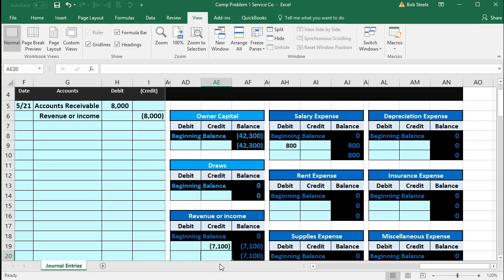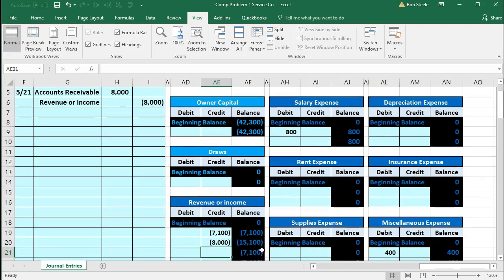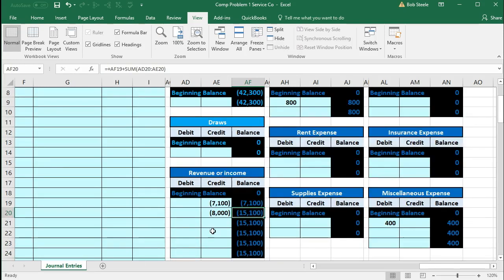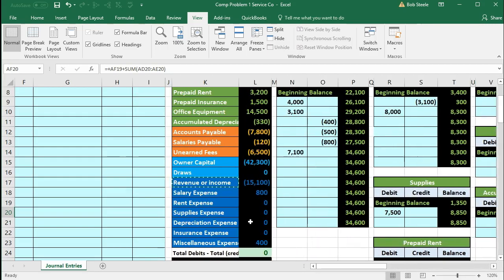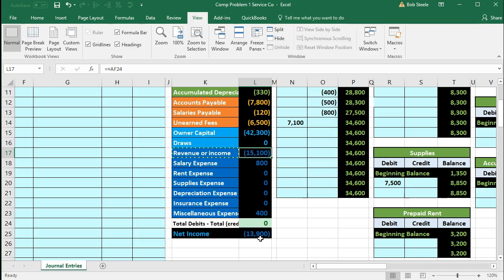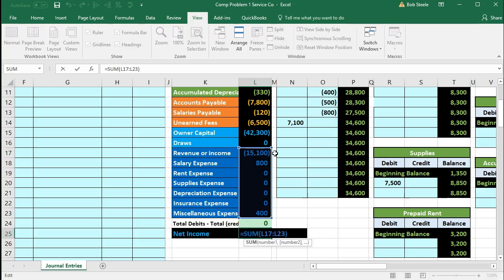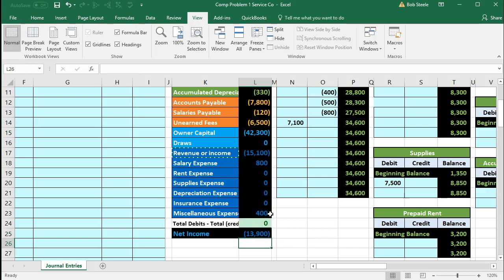Going to do it with a formula by saying equals and then point to this 8,000. When we select enter, it's going to increase the revenue here to 15,100. That same amount then will be pulled over to the trial balance. So if we scroll back over to the trial balance, we see the 15,100 here. Net income then is going to increase. Note that it went up to 15,100 minus the 800 minus the 400 gives us 13,900 in net income. We are now in balance, meaning the debits minus the credits are 0. Therefore, the debits equal the credits.